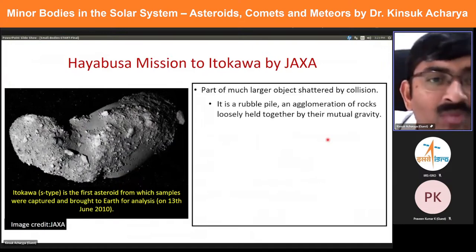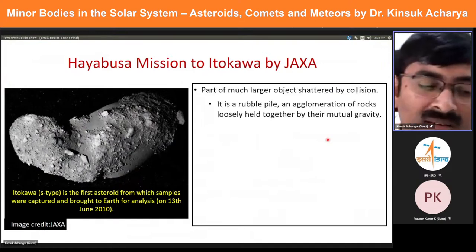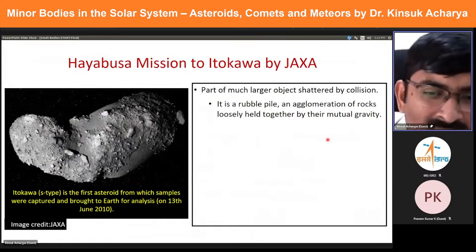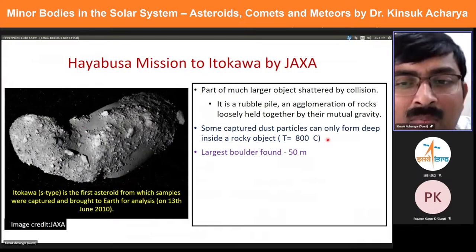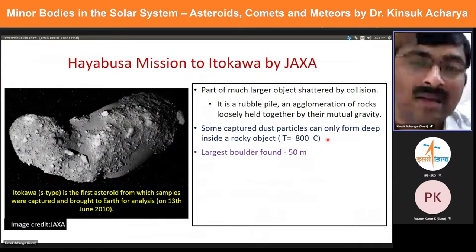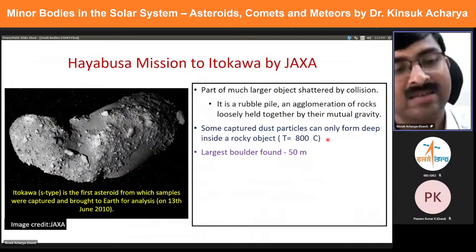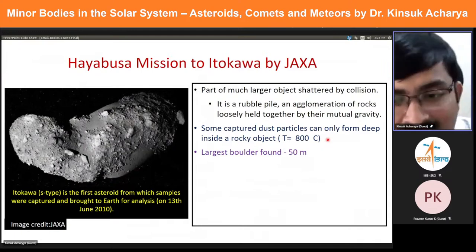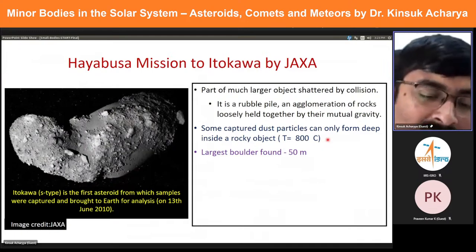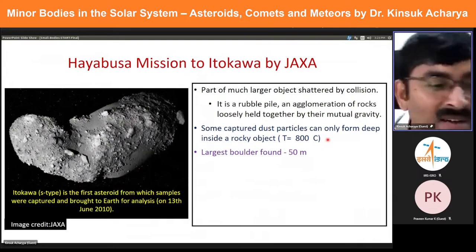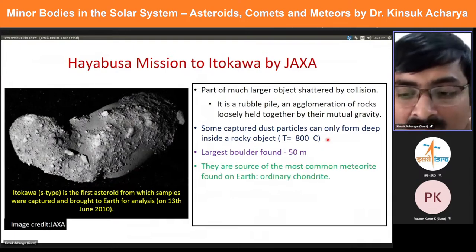One is the Hayabusa mission to Itokawa by JAXA, and this object is an S-type asteroid, and it is found that it is a rubble pile. So basically, a collision shattered a large object, and the rubble pile is created, which made this asteroid. And here it is found that the captured dust can be only formed deep inside a rocky planet. So boulders as big as 50 meters are found.